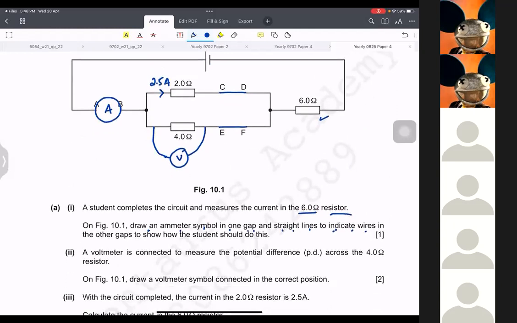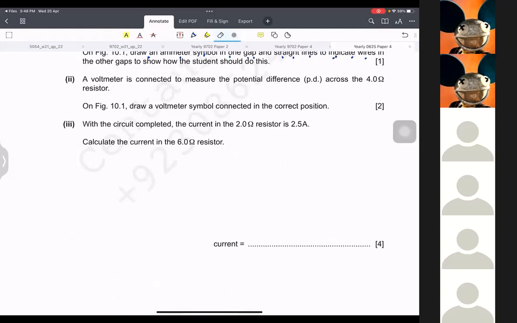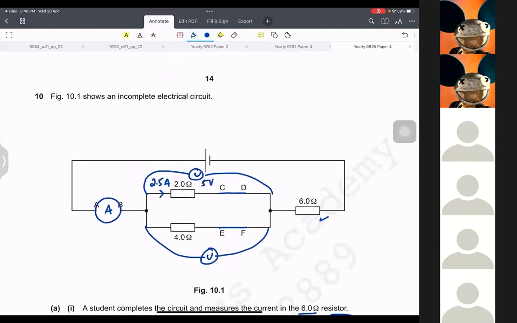First of all, I will find the voltage across this one. Whatever the voltage is across this one, this whole branch voltage will be the same as this whole branch voltage. So I would use V is equal to IR. The current is 2.5, resistance is 2. So that's 5 volts, which means if this whole branch gets 5 volts, this also gets 5 volts, which means the 4 ohm is also getting 5 volts.